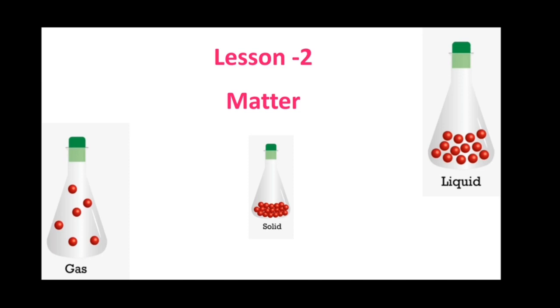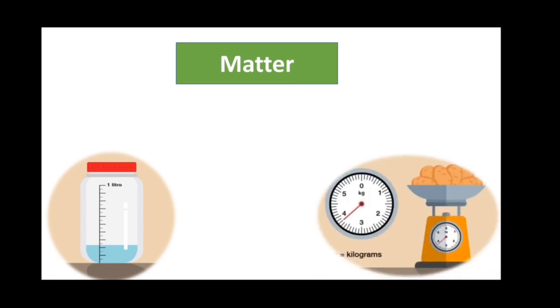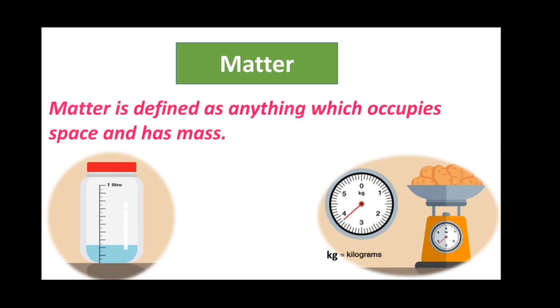Now, what is matter? According to science, matter is defined as anything which occupies space and has mass. Here, water occupies some space within the water bottle, and potatoes occupy space in the pan kept on a weighing machine. We can even see the mass of the potatoes. So how can we define matter? Matter is defined as anything which occupies space and has mass.